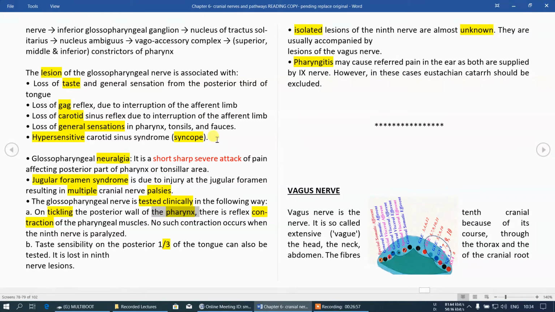In case of pharyngitis, inflammation of the pharynx, you will have all these tissues involved. There will be referred pain along with the middle ear and nose, because all these share the common nerve supply. And you can exclude Eustachian catarrh, that is inflammation of the auditory tube. It will have separate symptoms of otitis media. It will not share the symptoms of pharyngitis.